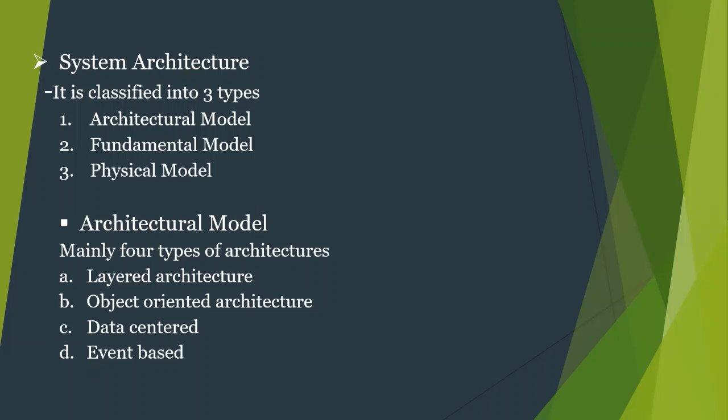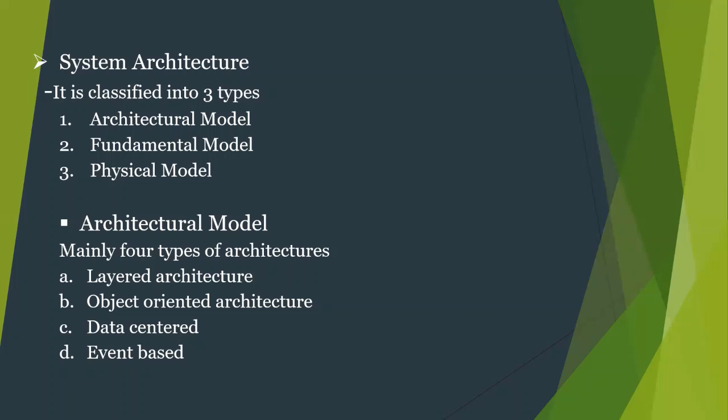In system architecture, the system model is basically the conceptual model that offers a detailed view of the specific system. System modeling basically assists the system analyst in better understanding the overall functionality of a respective system. The system model of the distributed system is classified into three types: architecture model, fundamental model, and physical model.